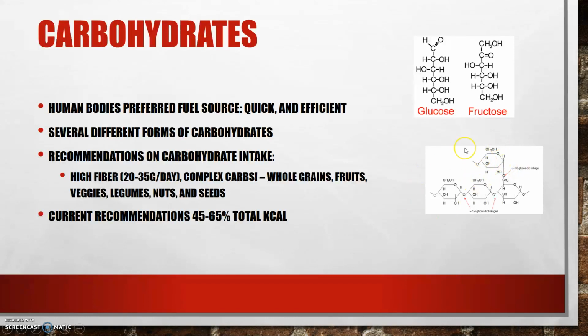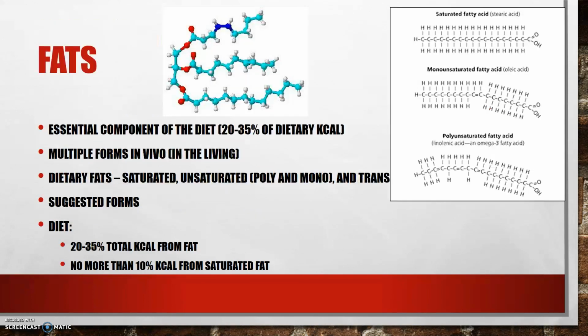We prefer a complex form because they take longer to break down, which means that it's not going to cause a glucose spike in your bloodstream. We would recommend that you eat high fiber complex carbs. So things like whole grains, fruits, veggies, legumes, nuts, seeds. This does not include fruit juices because those are quite a bit more dense and a lot of the fiber is gone once we juice a fruit or a veggie. Currently, we would recommend that you take about half of your total kcal intake in from a carbohydrate.